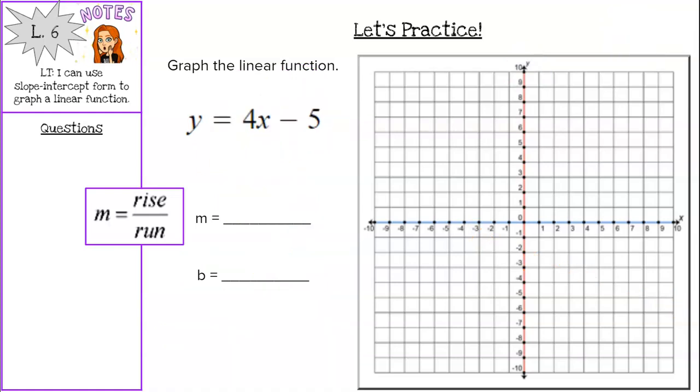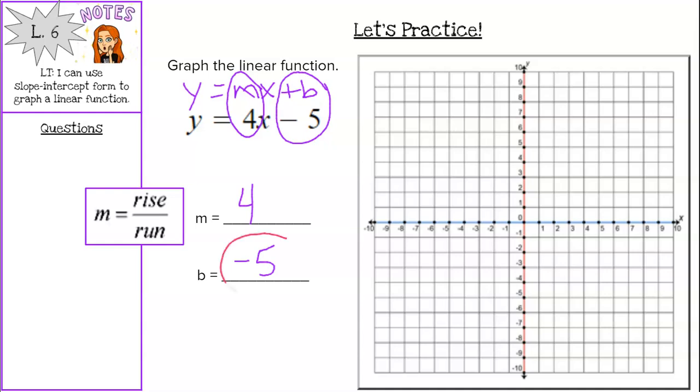All right, one last example here. We have graph the linear function y equals 4x minus 5. Again, we can write that generic form above our equation, y equals mx plus b. And then we identify our m, which is 4, and our b, which is negative 5. Remember to take that sign with the number. So again, we're going to graph our function by starting with our b, our y-intercept. We're going to start on our y-axis at negative 5, and we're going to put that point there.